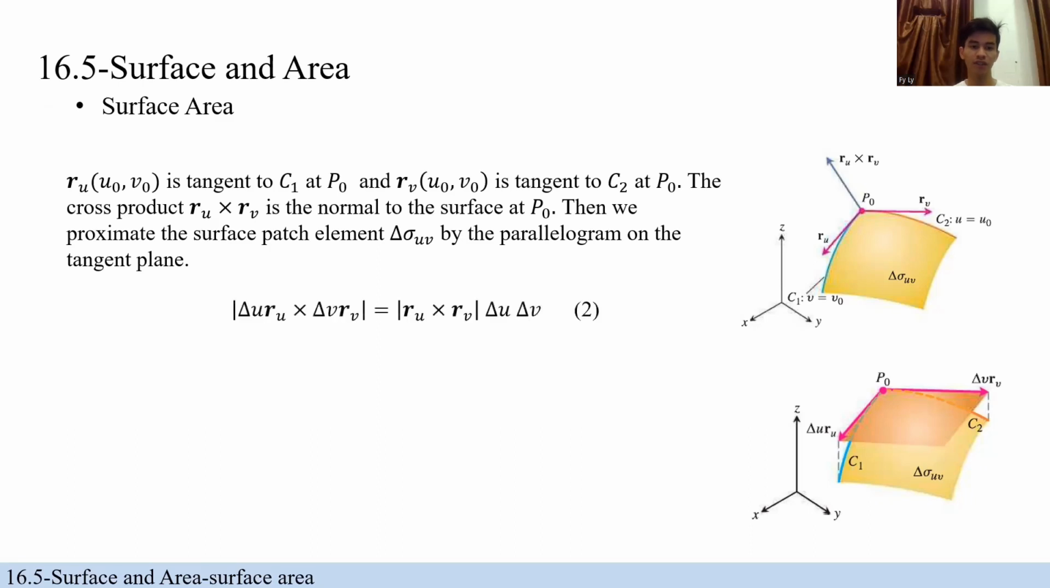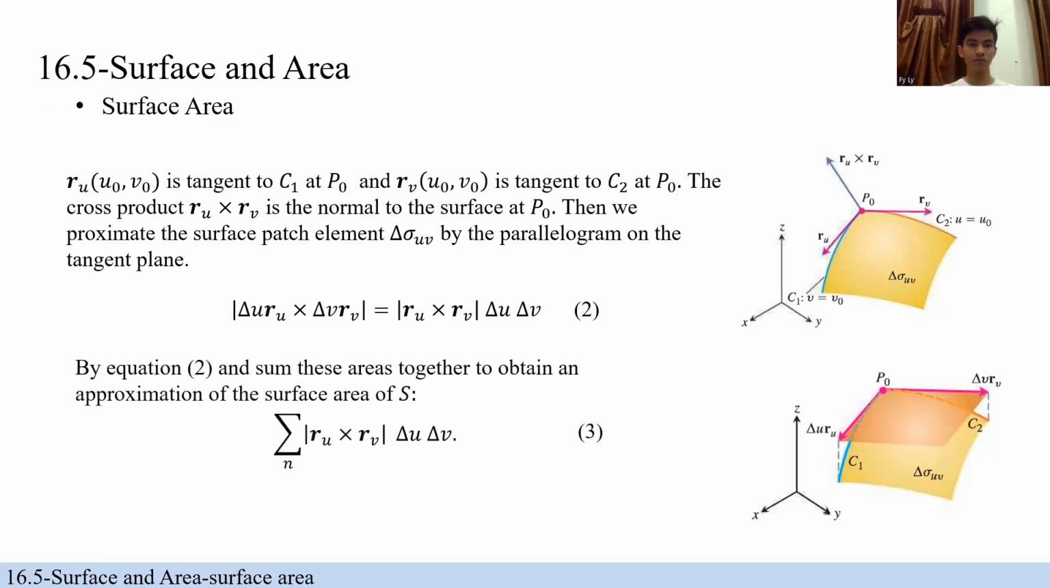So we have the equation: the magnitude of delta u r_u cross delta v r_v. We can take delta u and delta v out, and it is equal to the magnitude of r_u cross r_v times delta u delta v. By equation 2, we sum these areas together to obtain an approximation of the surface area of S. The sum over n is equal to the magnitude of r_u cross r_v delta u delta v.